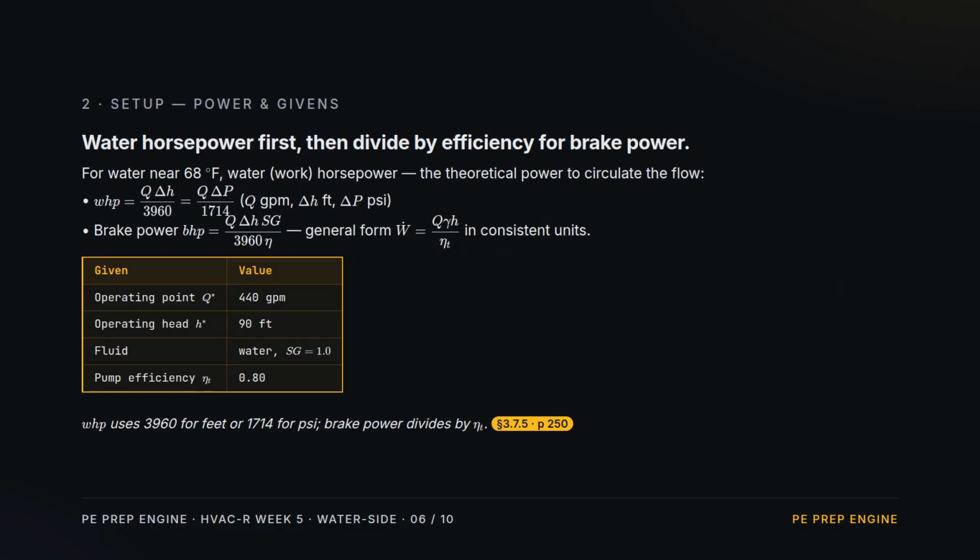Setup. Power and givens. For water near room temperature, the water horsepower, the theoretical power to circulate the flow, is flow times head over 3960 when head is in feet, or flow times pressure over 1714 when it's in psi. Brake power divides that by pump efficiency, with specific gravity carried along for anything but water. Our givens. The operating point reads 440 gallons per minute at 90 feet of head, water, efficiency 0.8.